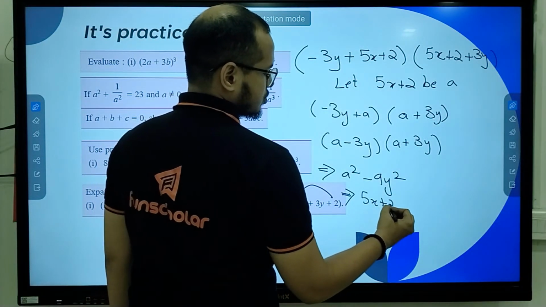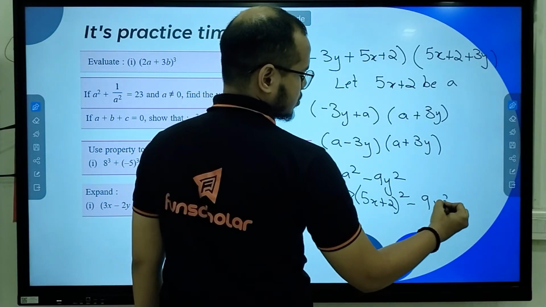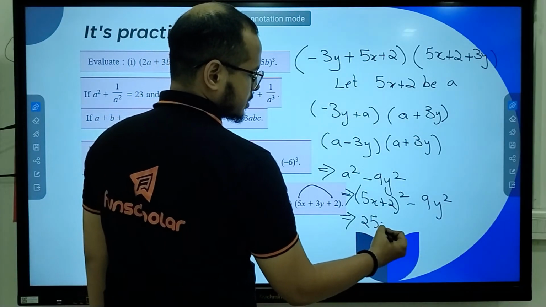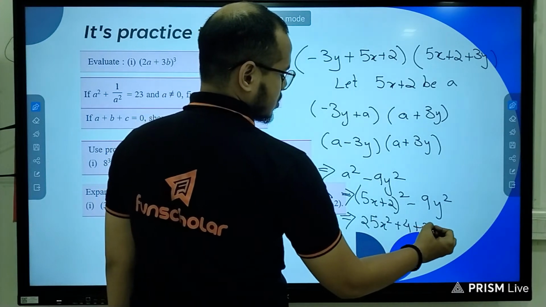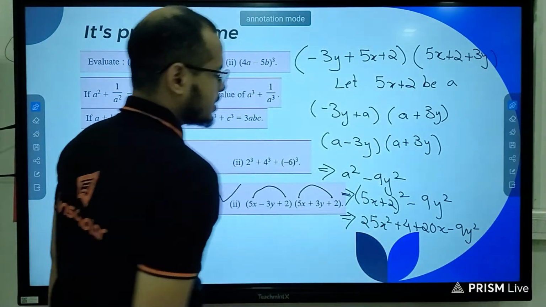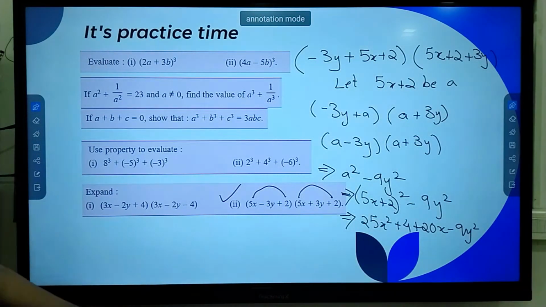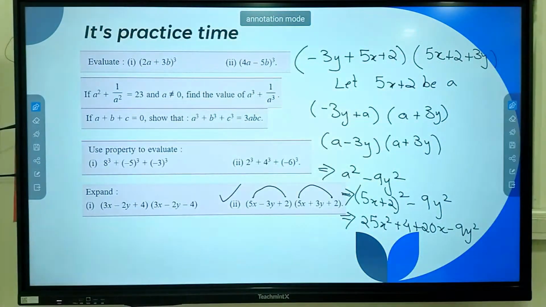(5x + 2)² - 9y². 25x² + 4 + 20x - 9y². That is the answer. Okay, I hope you understood this. Give it some time. Then I will continue with the next portion of the class.